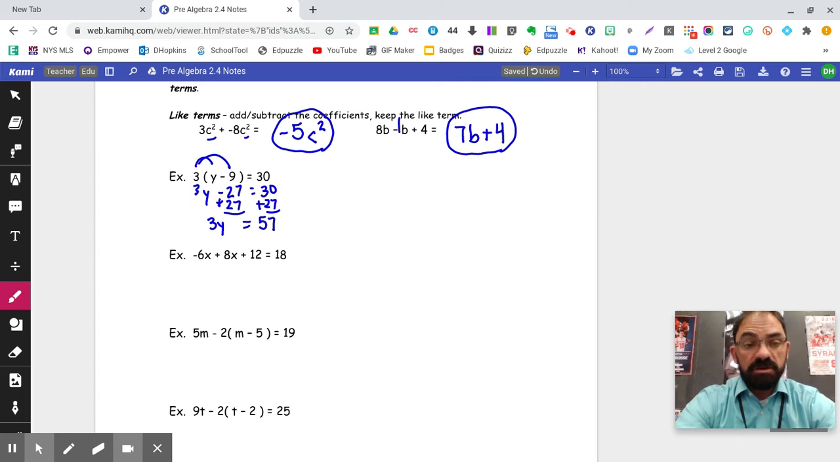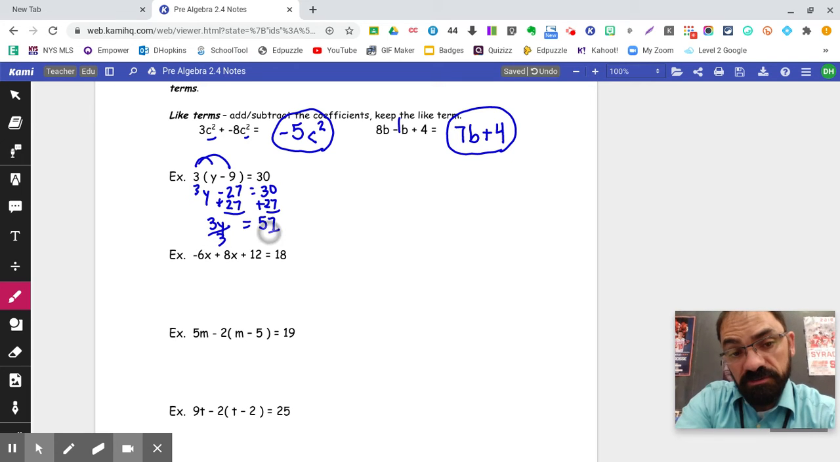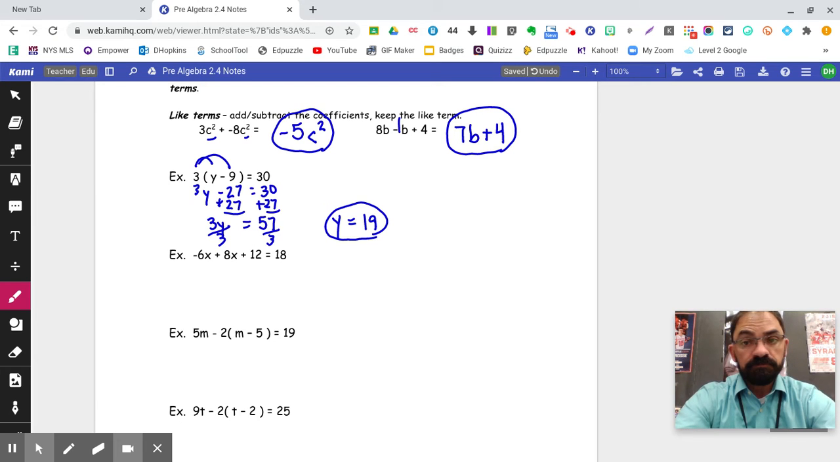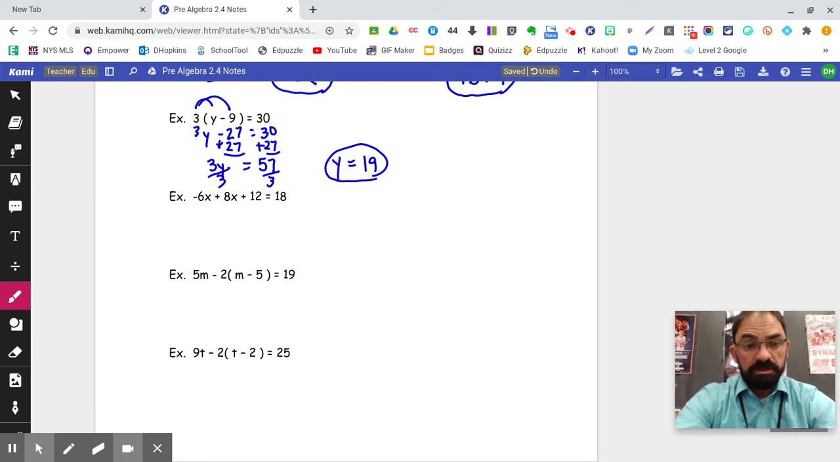And then to get y by itself, one last step, do the opposite. Let's divide by 3. So y equals 19. Be sure to use a calculator to check your work. Example 2.